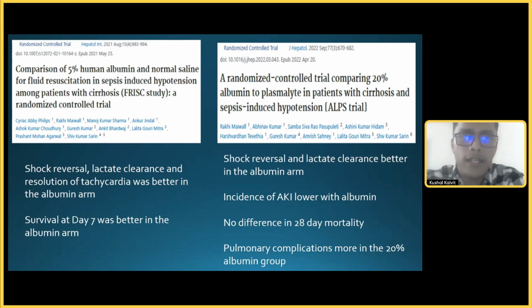So again, to reiterate the same point, whenever we are using 20% albumin in our patients with decompensated cirrhosis, please look at the respiratory failure. Please monitor your fluid status, use lung ultrasound, use POCUS, use the input-output charting, and try to identify respiratory failure at the earliest.